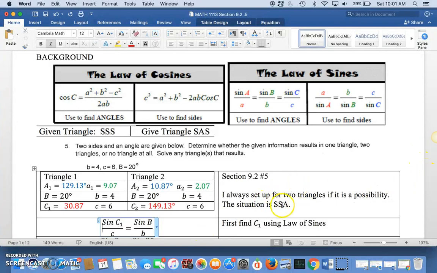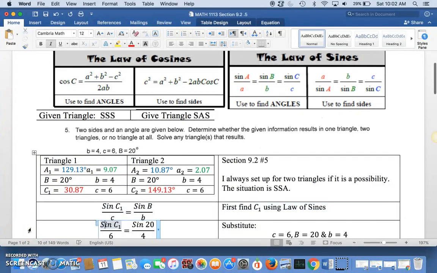The situation is side-side-angle. You were given two sides and a non-included angle. So angle B is 20, side b is 4, side c is 6. Those are constant for both triangles. Since you have side c, the first thing you're going to look for is angle C, because you've got the combination for B. You don't have anything for A yet. So that's what we're going to look for first.